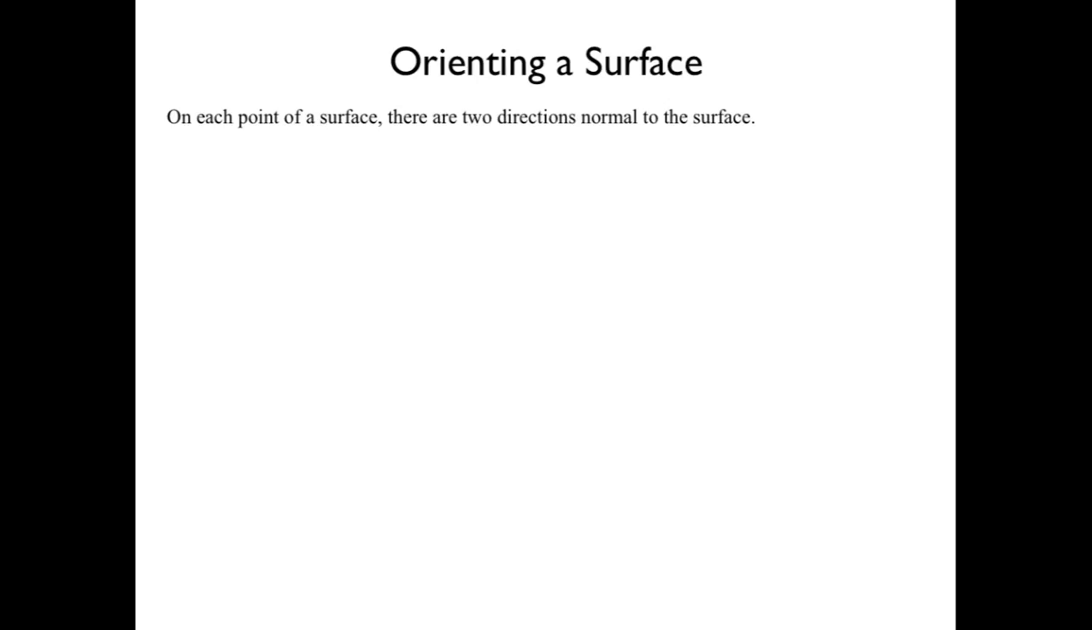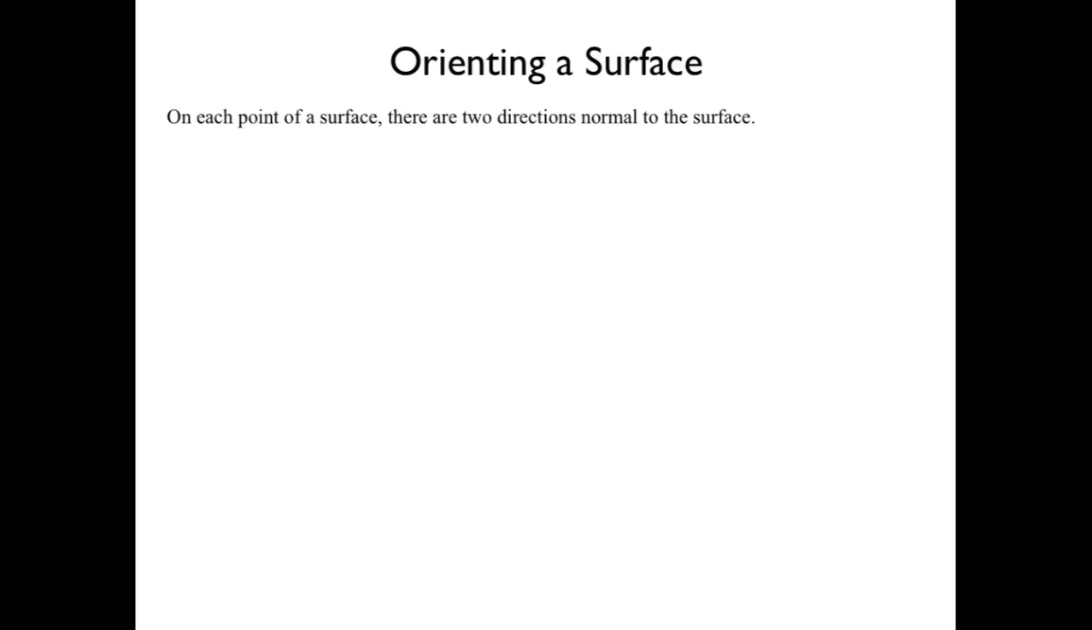And how many variables does it take to parameterize a surface in R3? Two, right? So we're describing every point, every ordered triple on the surface using two variables. That's what it means to parameterize a surface. Okay, so what about orienting a surface?